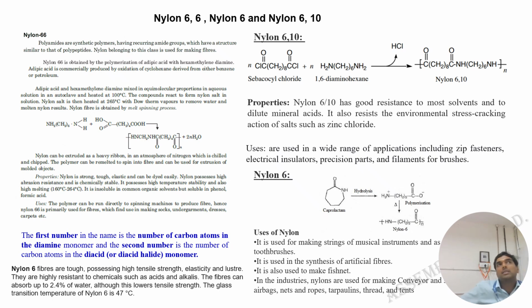And nylon 6 you can prepare from caprolactam. So basically you can do the hydrolysis followed by polymerization. So you can get nylon 6. So it's a monomer unit.